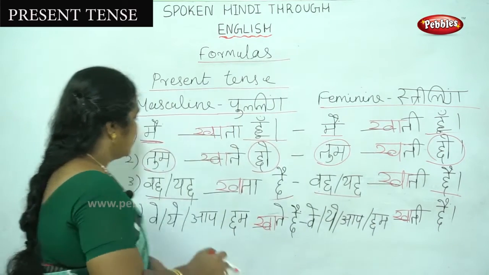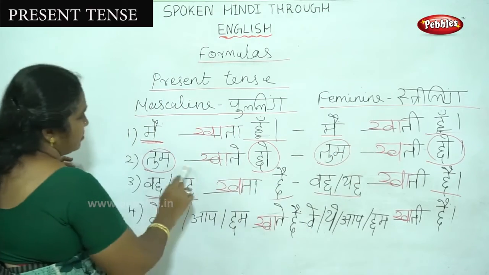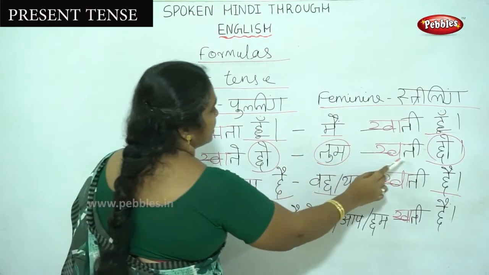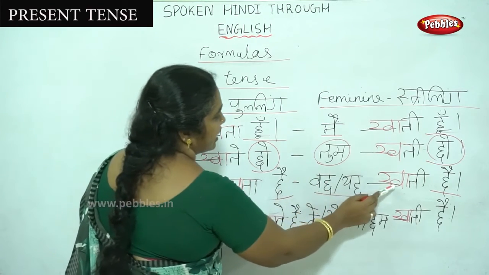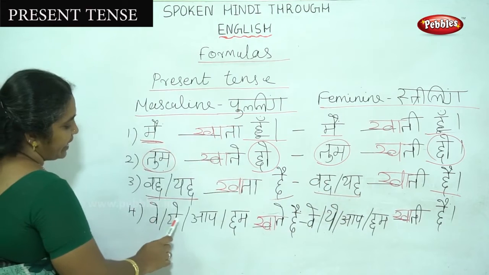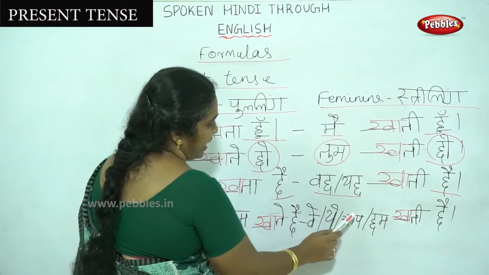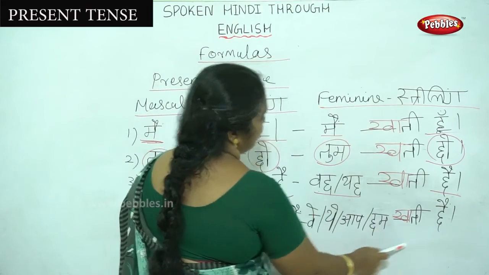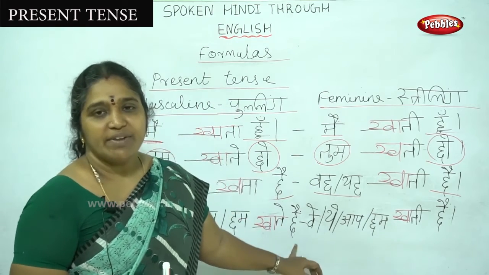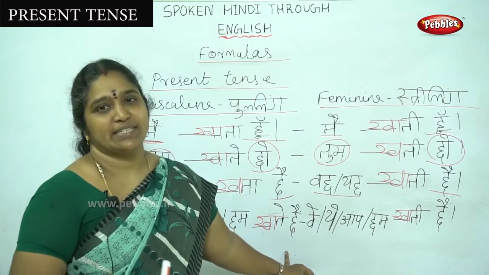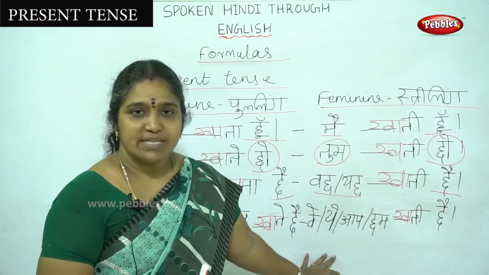See, मैं खाता हूँ, here मैं खाती हूँ. तुम खाते हो, here तुम खाती हो. वह, यह खाता है, वह, यह खाती है. Here also वे, ये, आप, हम खाते हैं. Here वे, ये, आप, हम खाती हैं. These are the formulas. We have to understand the formula, then only we can write a sentence in present tense without an object. Is it clear? Understand?